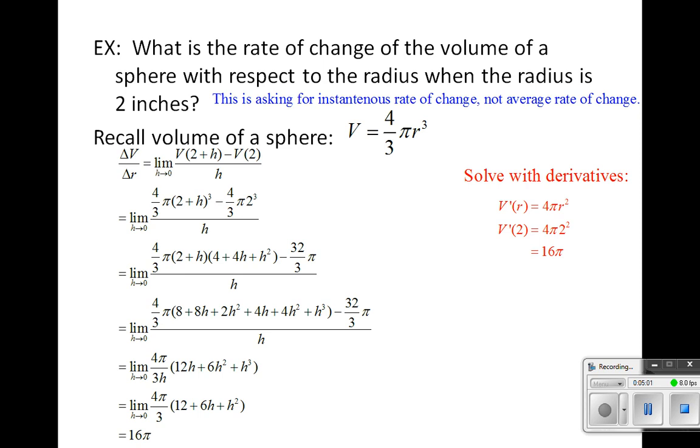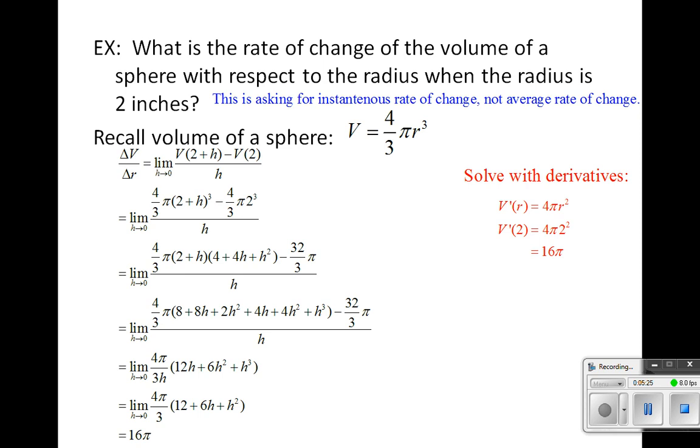They didn't say over the time interval from 1 to 3. They said, oh, when the radius is exactly 2 inches. Okay, so first off, I'm just reminding us, volume of a sphere, 4/3 pi r cubed. And again, when I'm thinking about it, it's the average rate of change of volume. So I do need the volume equation.